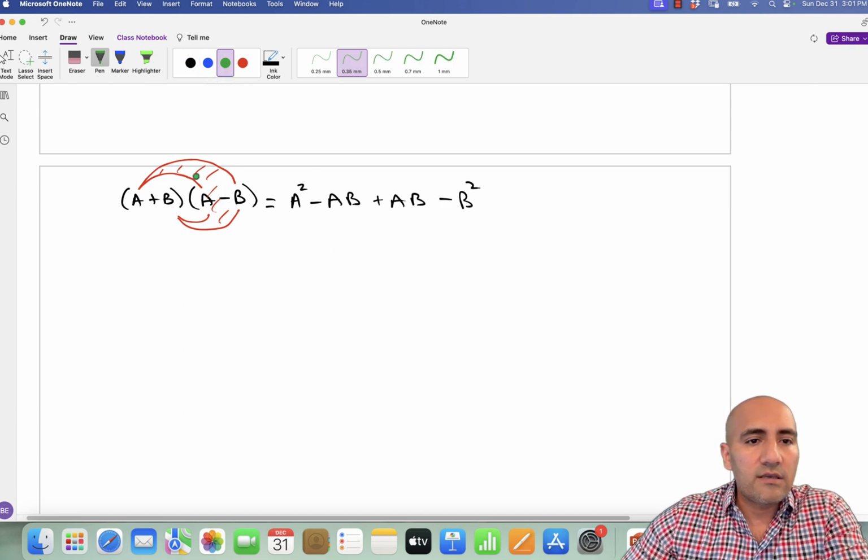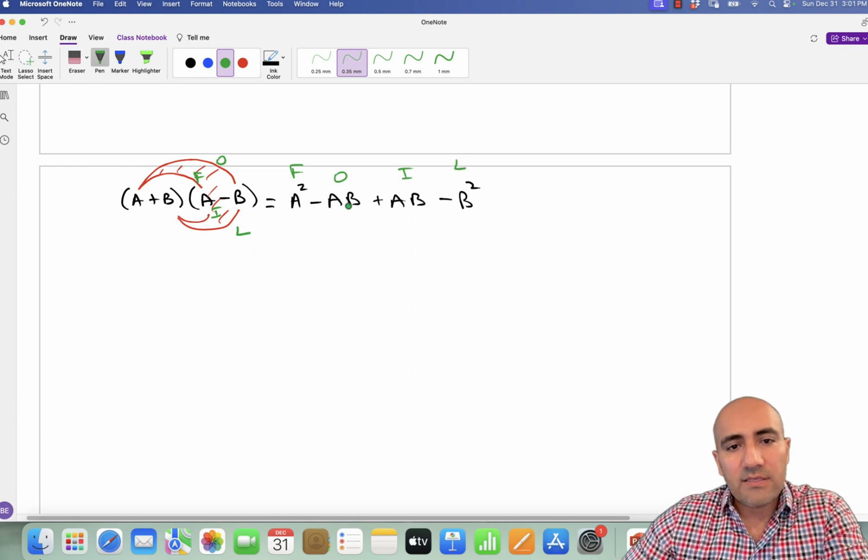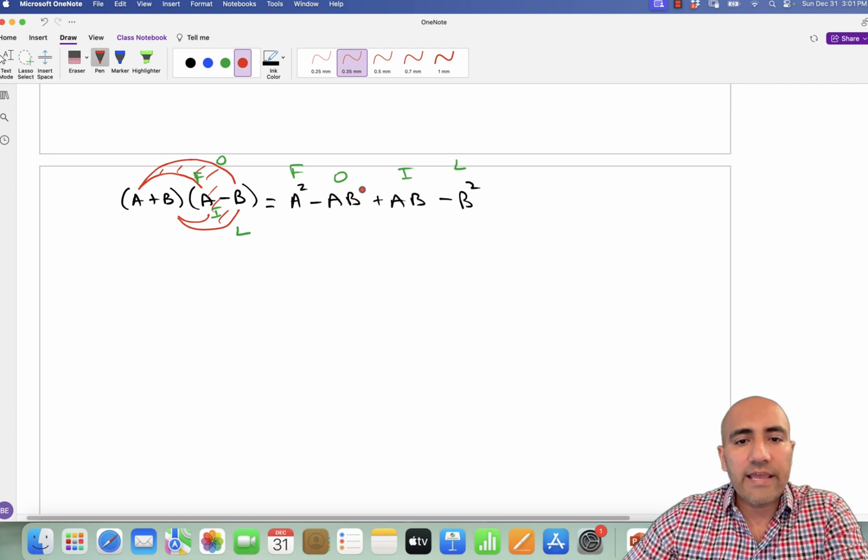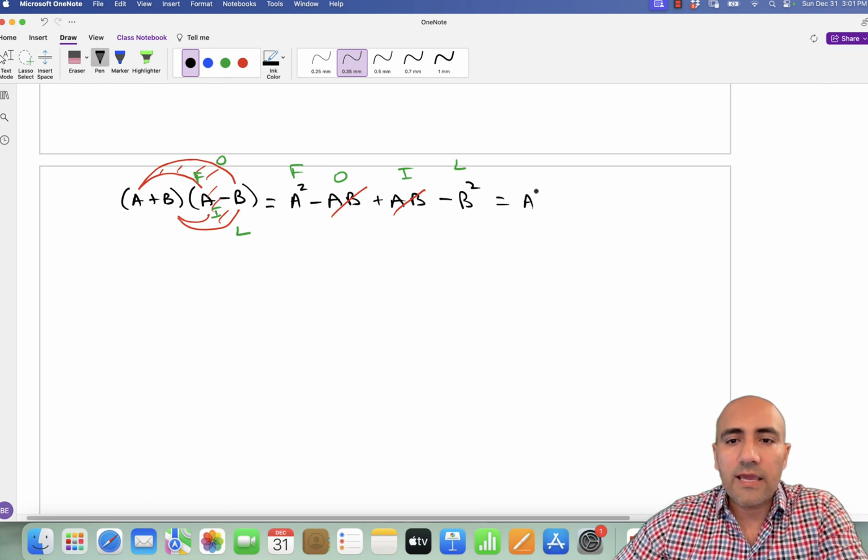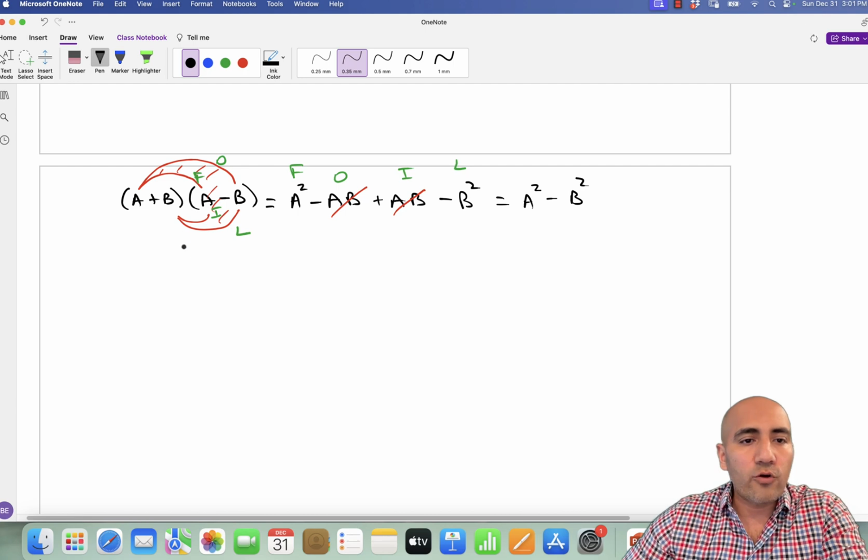So this is the first, the outer, the inner, and the last. FOIL. Okay, and what happens is that in this particular case, the 2 terms in the middle cancel out. Minus ab plus ab, they cancel out. And so our whole thing just becomes a squared minus b squared. So that's where that first formula comes from.